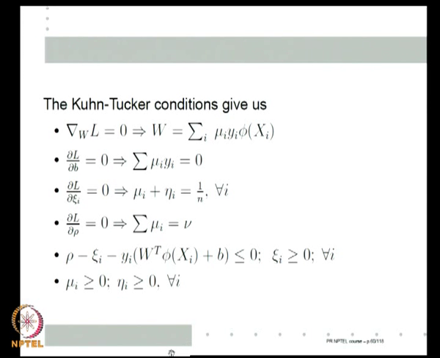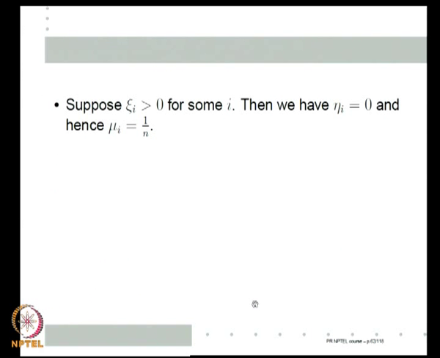Then the Lagrange multipliers for the inequality constraint should all be positive. Then I have the complementary slackness, because eta I is for the constraint J I greater than or equal to 0, eta I J I should be equal to 0. Similarly, mu I into this constraint should be equal to 0. These two are the complementary slackness conditions. Now, why is this interesting?